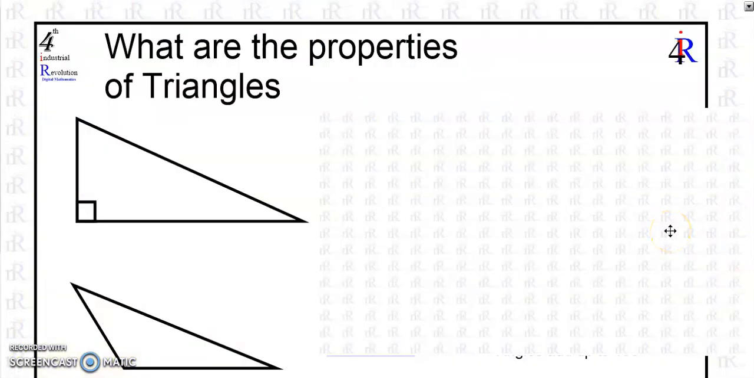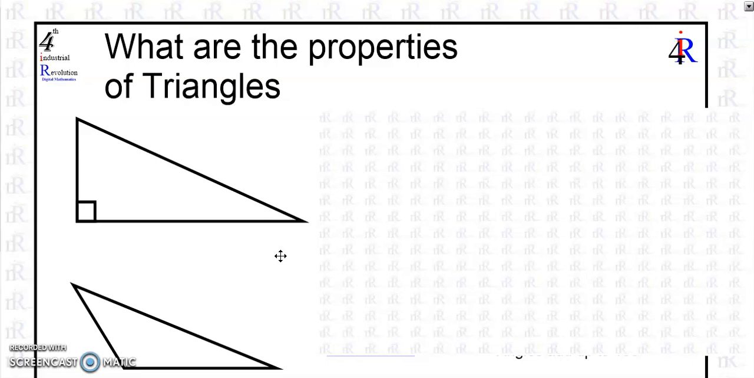So let's look at this. What are the properties of triangles? Firstly, we need to understand that a triangle is a closed shape with 3 sides. It also has 3 vertices.